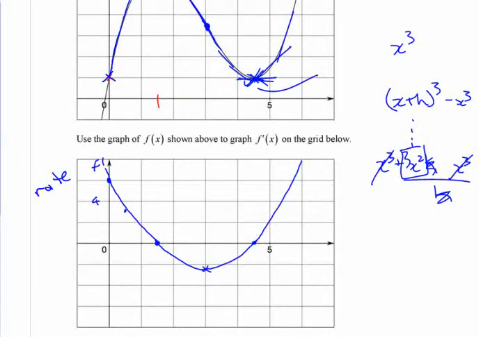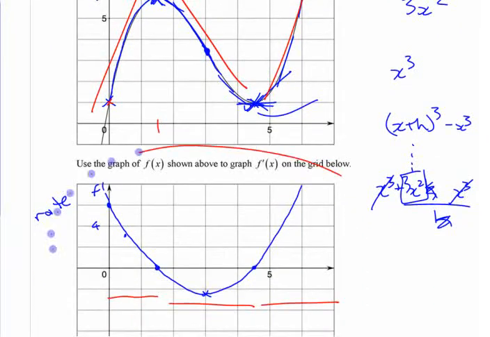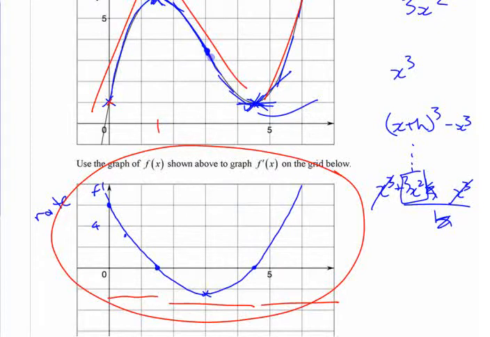You have three sections in here. Derivative is positive, derivative is negative, derivative is positive. This graph's going up, then it's going down, then it's going up. The derivative is the rate of change, it's the slope. Where this graph is positive, it's going up. Where this graph is negative, the original graph's going down.